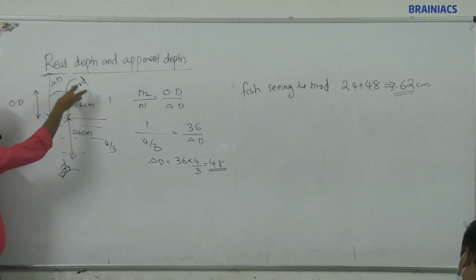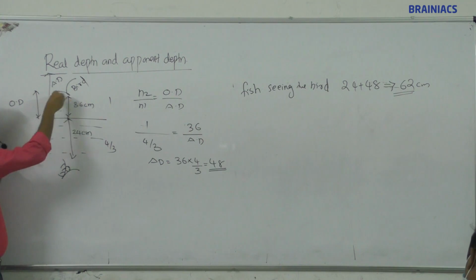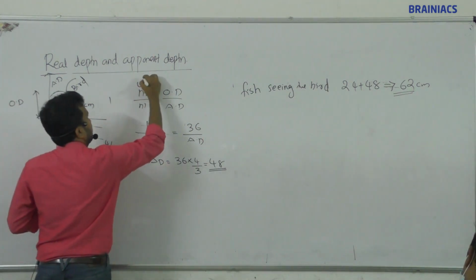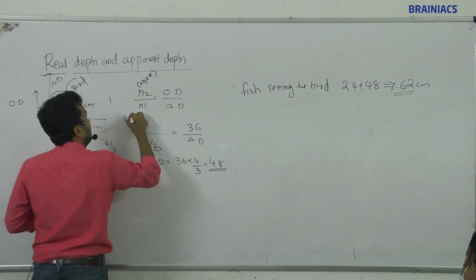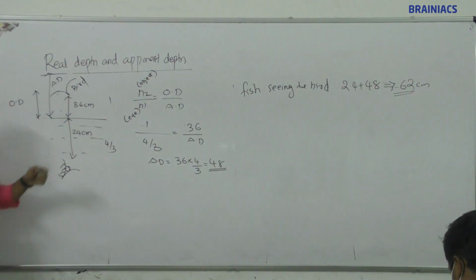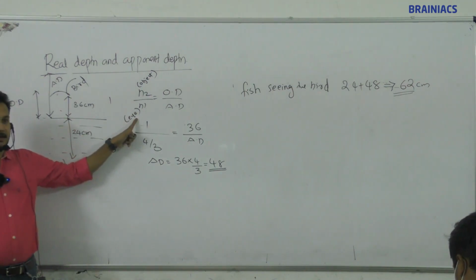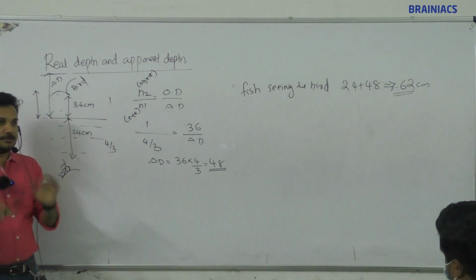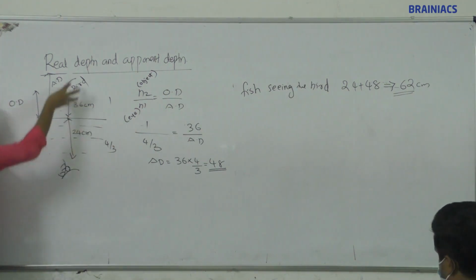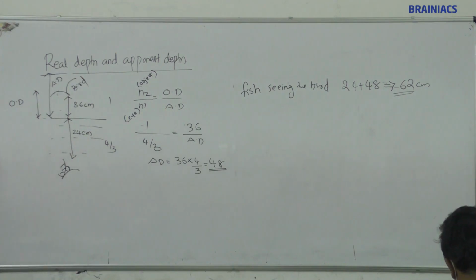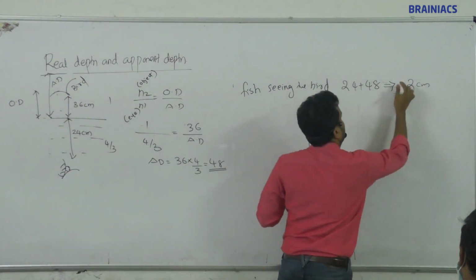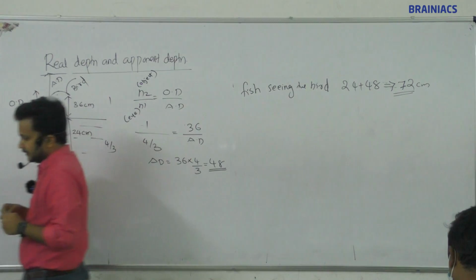N2 is where the object is placed. So N2 is the object's medium. Add this point to your notebook: N2 means object, N1 means eye, so it depends upon the placing of the object. The eye is here, the object is here. For 72 centimeters.